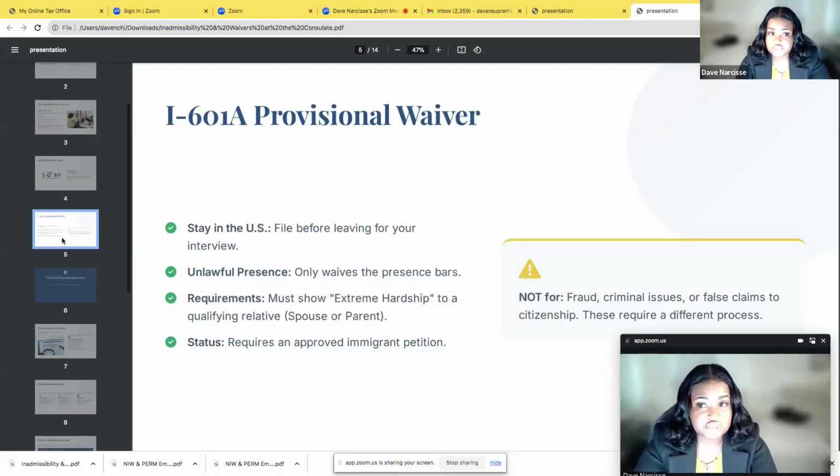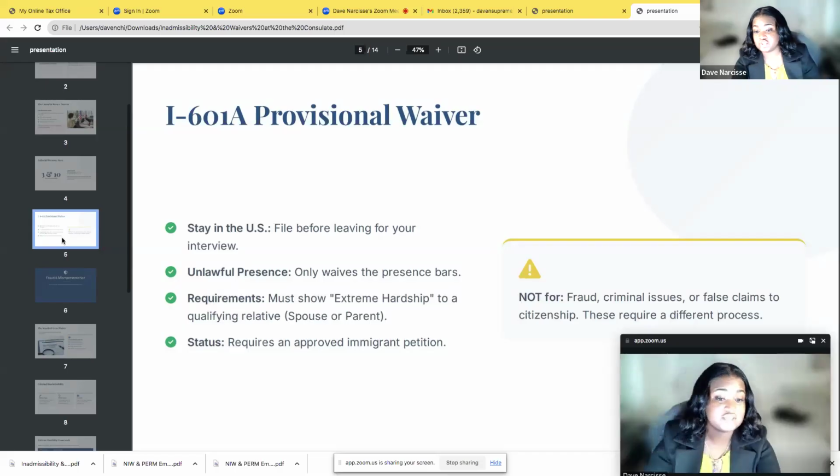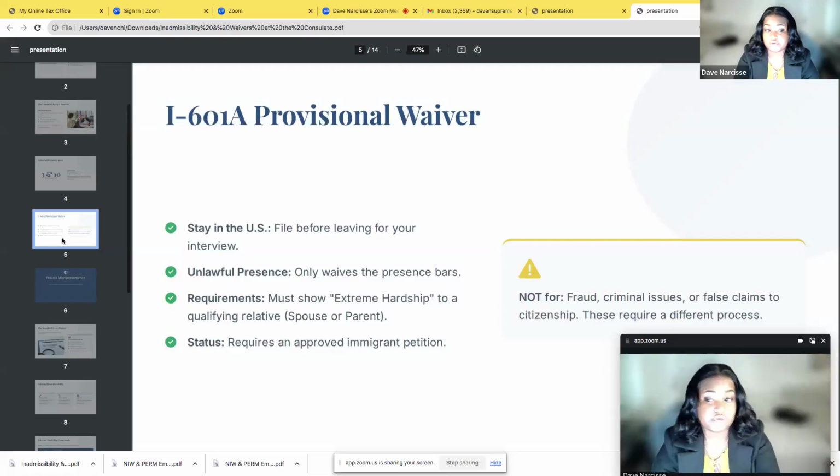The requirement is that you must have a family member, your spouse or parents, who would go through hardship without you. You must show extreme hardship to a qualifying relative. Status requires an approved immigration petition. For criminal issues or false claims of relationship, this requires another type of waiver. This is another process.